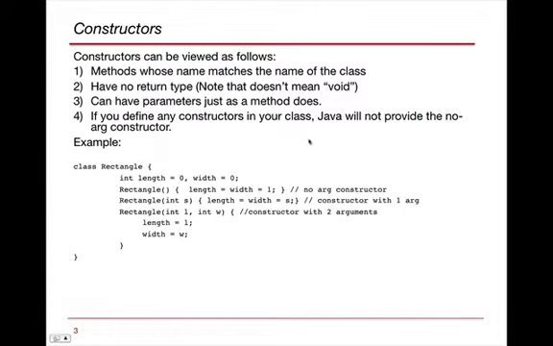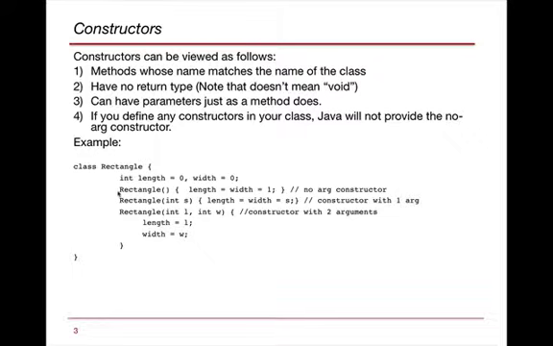However, we can use those constructors to our advantage. So some of the things about constructors is they are methods whose name matches the name of the class. So you'll see here this is class Rectangle, and we have a method here called Rectangle, which has no parameters. And we have another Rectangle method which has a single parameter, and another Rectangle method that has two parameters. All are of type integer. So I can have as many constructors as I want. The one with no parameters is called a no-arg or no-argument constructor.